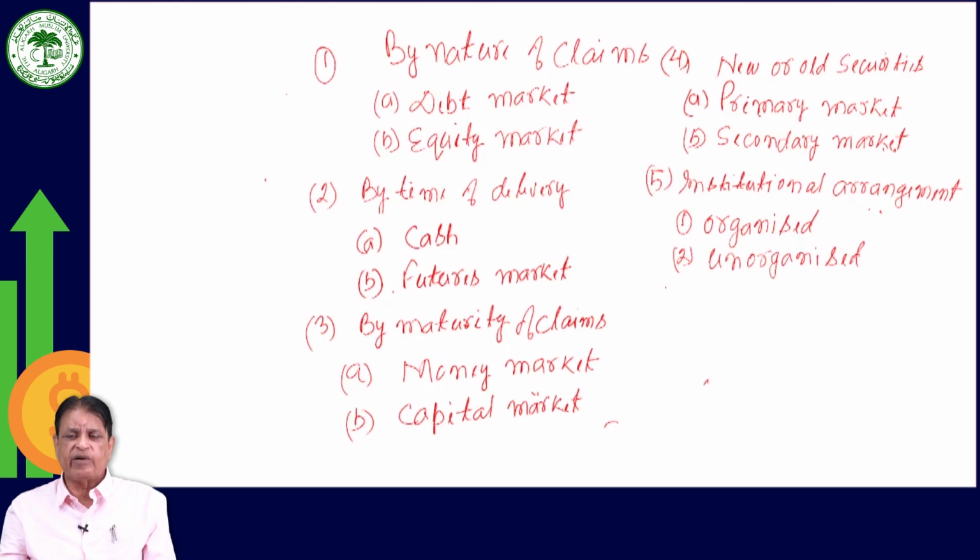We can give an example of unorganized market. The participants in the unorganized markets are money lenders, indigenous bankers, landlords, friends, relatives. Usually they lend money and they are part of the unorganized market. Whereas in the organized market we have banks, mutual funds, insurance companies, development funds, and a number of other non-banking financial intermediaries who are part of the organized market.